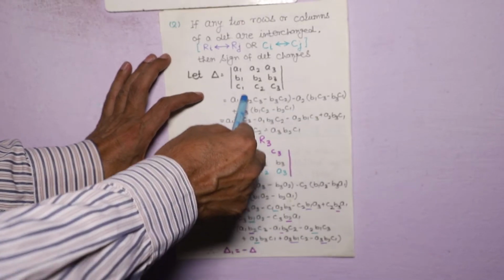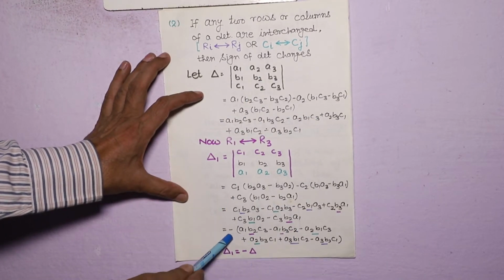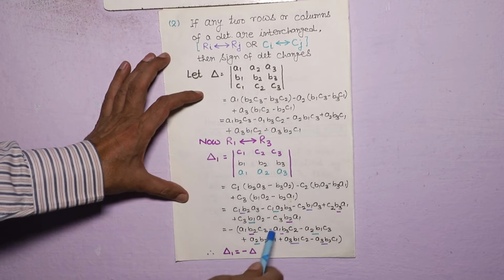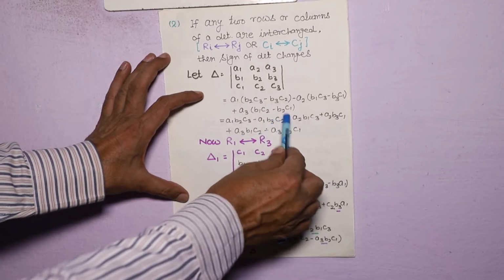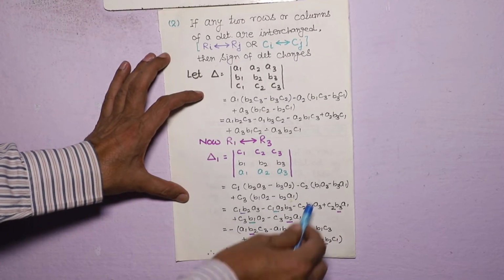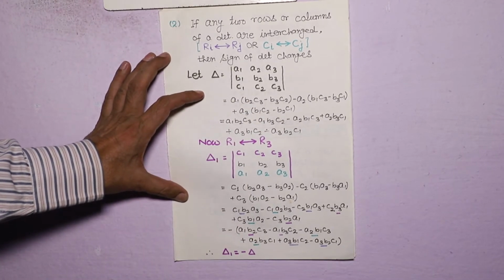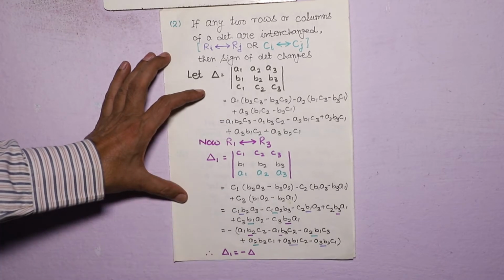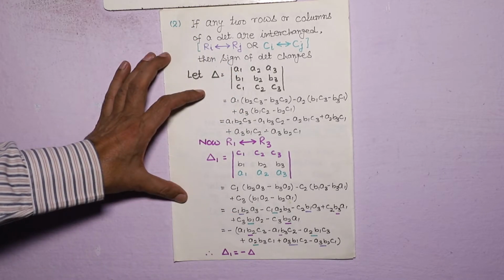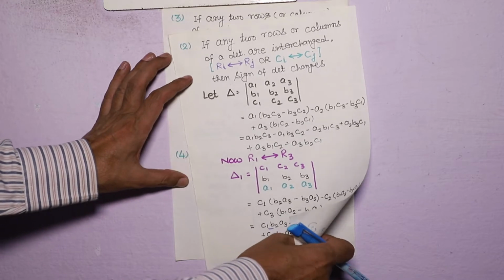The value in the first case is this one, and after expanding, we can say it differs by a negative sign: minus times A1, B2, C3, minus A1, B3, C2, minus A2, B1, C3, plus A2, B3, C1, and the last two terms are also the same. So both the determinants have the same numerical value, but they differ by sign. So what I said: if two rows or columns are interchanged, the value is changed by sign. So the sign changes, plus becomes minus and minus becomes plus.